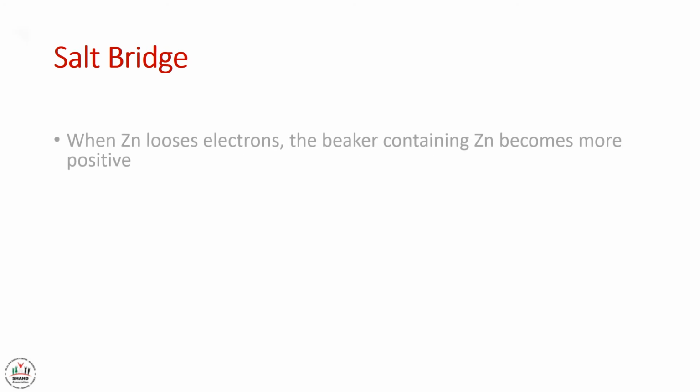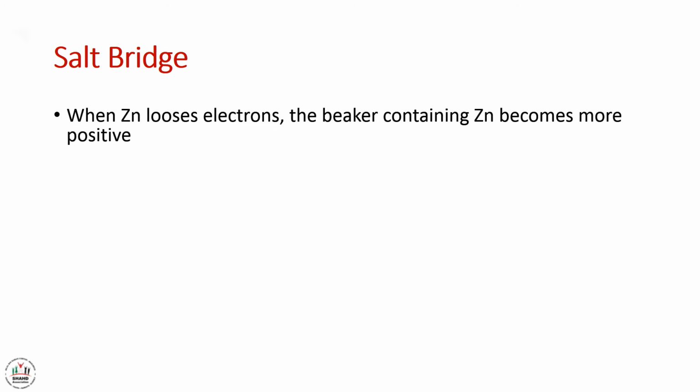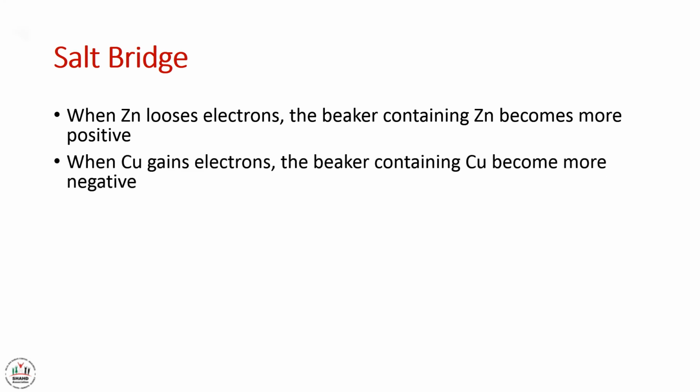At the beginning of our session today, when we listed the materials needed for the construction of a galvanic cell, we stated that we need a salt bridge to connect the 2 beakers or the 2 solutions. So what is the role of this salt bridge? Let's see. When Zn loses electrons, the beaker containing Zn becomes more positive. When Cu gains electrons, the beaker containing Cu becomes more negative.